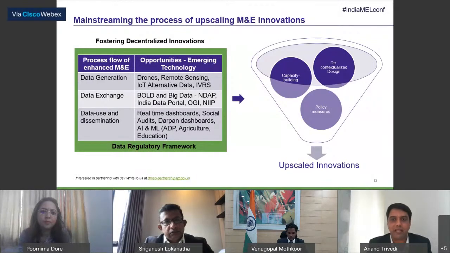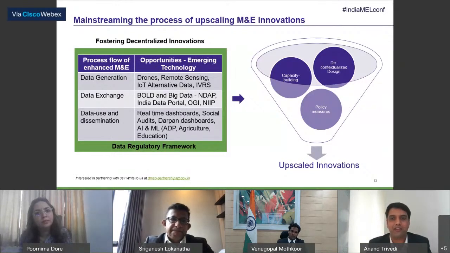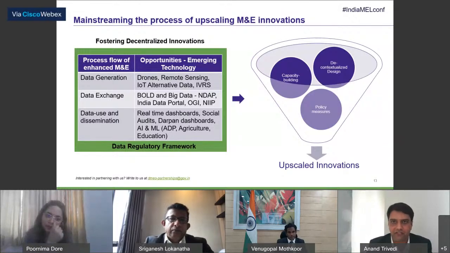What is essential is, once these innovations are in place in their own decentralized manners, we have to have a systemic way in which we decontextualize it, build the systemic capacities, and then put in place the necessary policy measures, including adherence to the regulatory frameworks, so that they become scalable. So DMU is extensively working in this area, and we are looking forward to working with partners going forward to enable this process on the one hand.